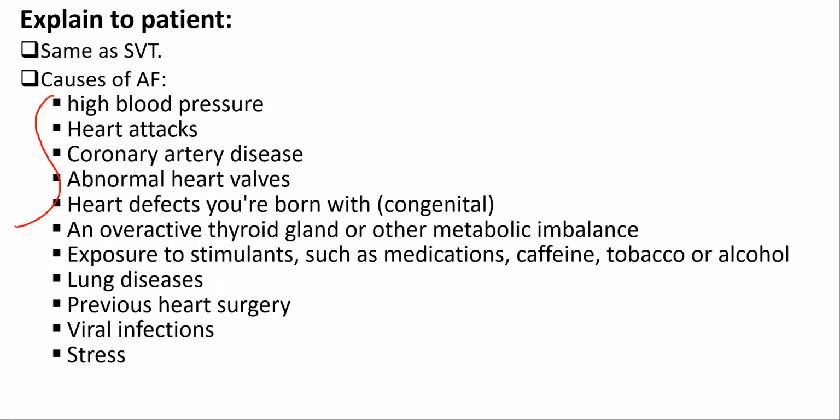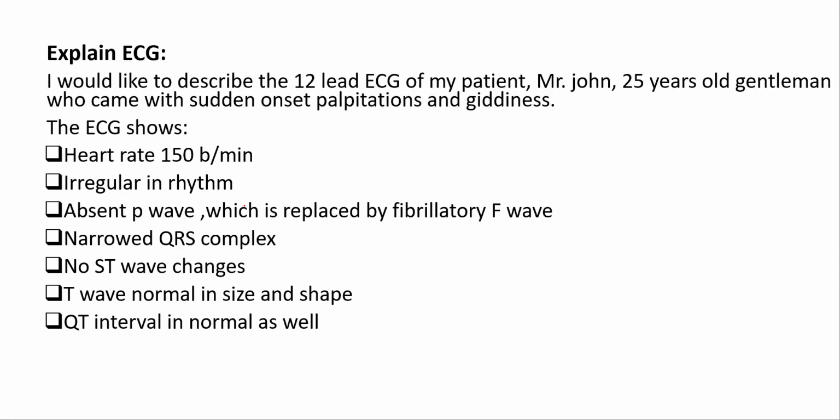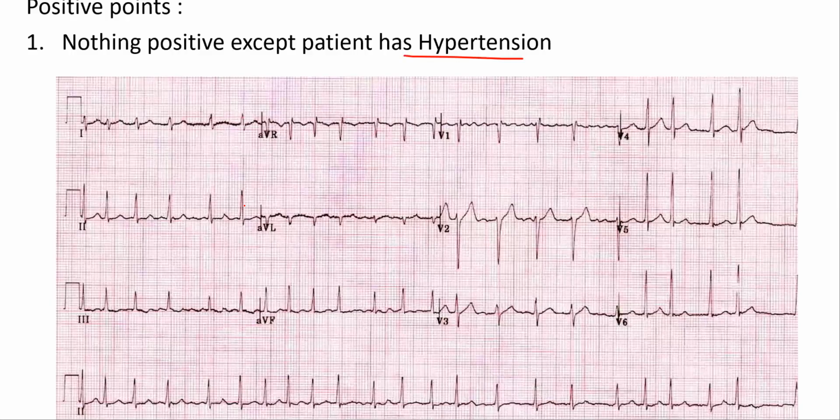So we will come to the causes of AF in a bit, but before that, let's explain the ECG. Now you are going to tell me what you can see in this ECG. So we know that this patient is having palpitation. So first of all, we will look at lead 2. In lead 2, the first thing I always look at is the rhythm. Is it regular or irregular?